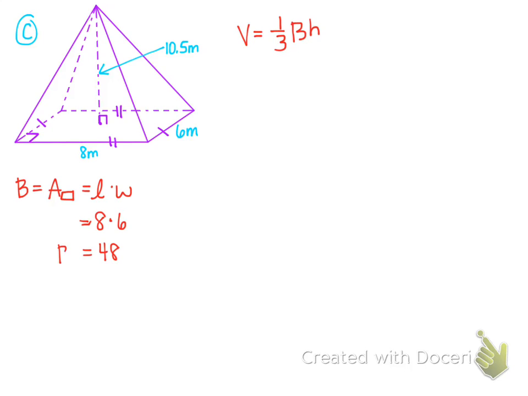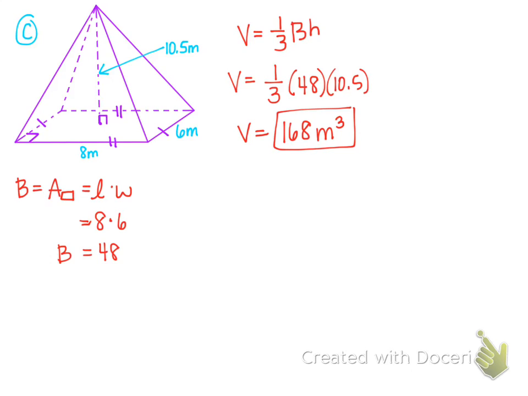So we're going to substitute that in for big B. So for our formula, volume is equal to 1/3. We have 48 for big B, and the actual height of the pyramid is 10.5. So let's put this in our calculator, and we actually get 168. And the units are meters cubed. Let's move on to our next example.